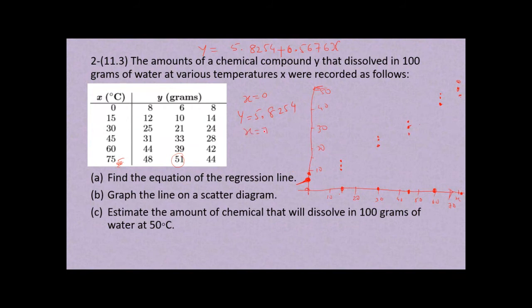When x is 75, give the end value for x. What is y? Calculate it from here. Give x 75. We'll find y is equal to 48.40. Around 48. 48 is somewhere here. For x is 75, we will find a point near to 50 here, isn't it? So we have to join these two points by using a proper scale, right? This is our scatter plot and regression line.